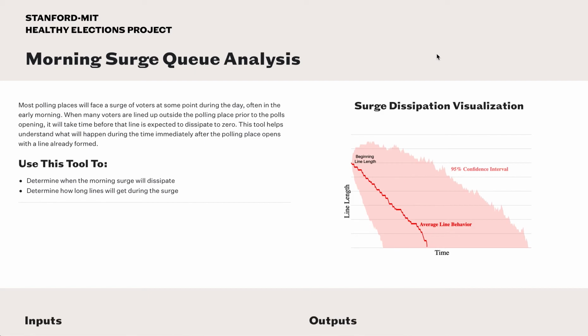On the right side of the page, you'll see a visualization for a generic surge dissipating. On the y-axis, you'll see the line length, and on the x-axis, you'll see time. The line starts with the beginning line length up here, and on average, dissipates throughout the day until it reaches zero at some point during the day. But there are different scenarios where the line may grow and last a long time, or may dissipate quickly. This tool will help you understand what those parameters will look like. Let's scroll down to the tool to see what it looks like.